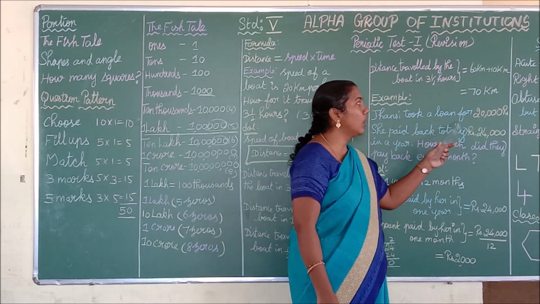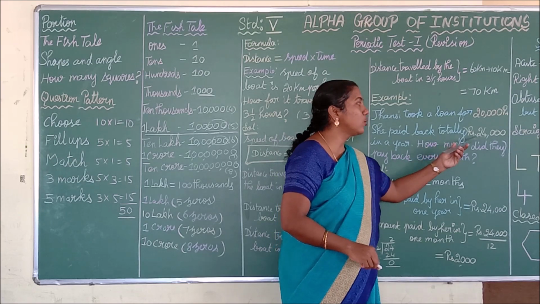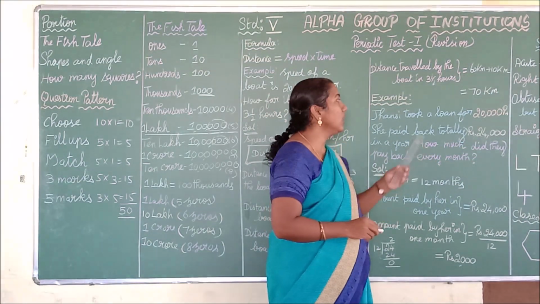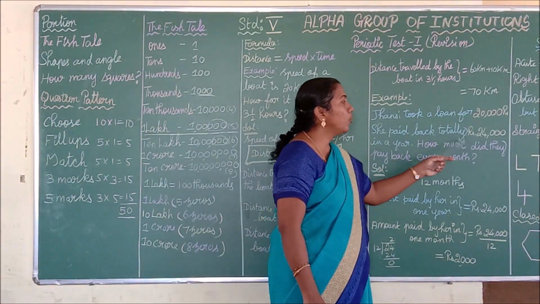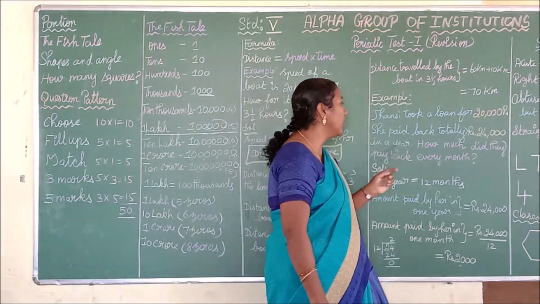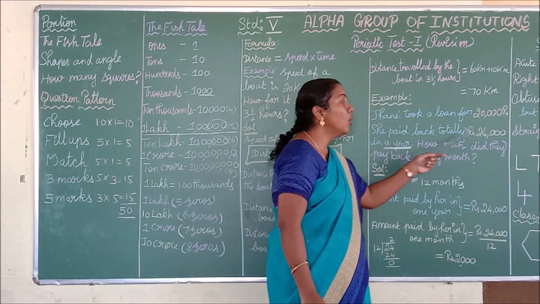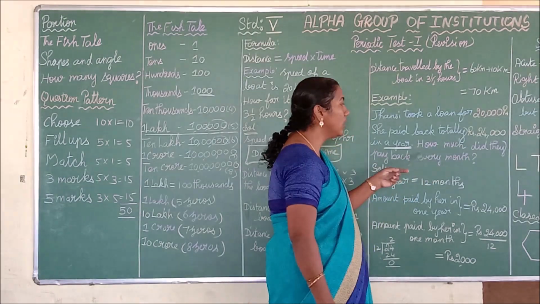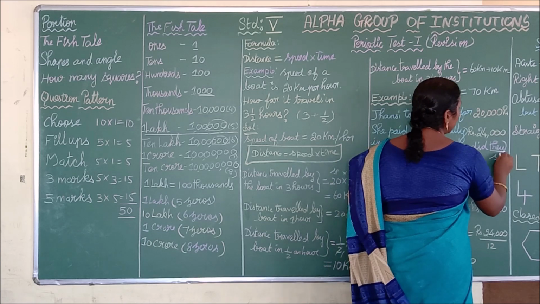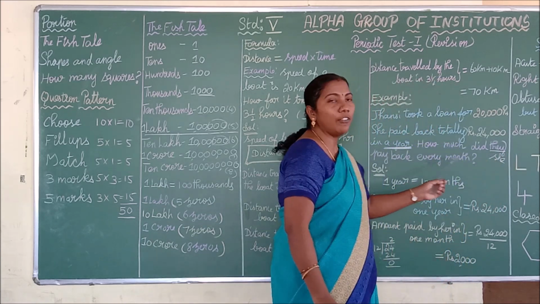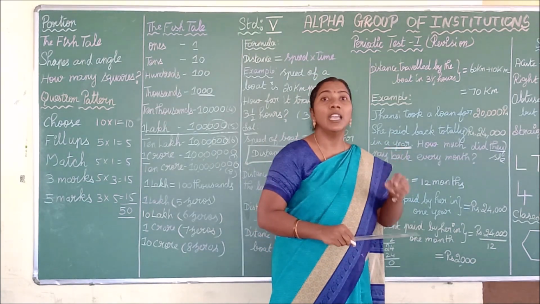Jansi took a loan for rupees 20,000. She paid back a total of rupees 24,000. How much amount did Jansi take as a loan? 20,000. And she paid rupees 24,000 to the bank in how many days? In 1 year. In 1 year she paid 24,000. And what is the question? How much did she pay back every month? Here you are going to calculate the amount paid by Jansi every month.